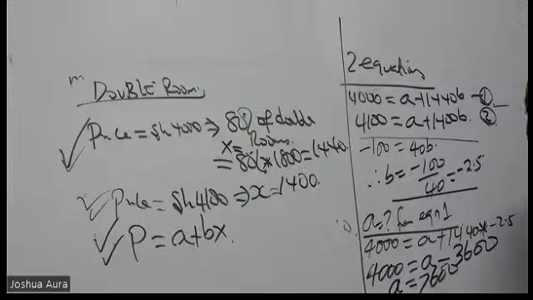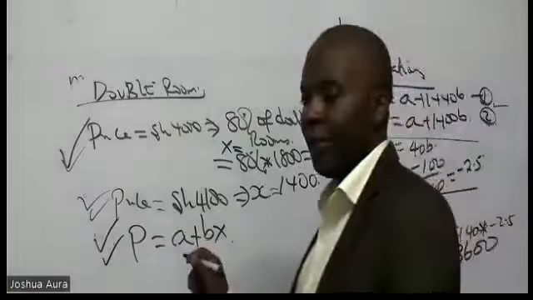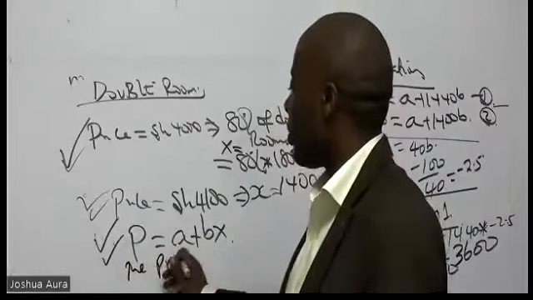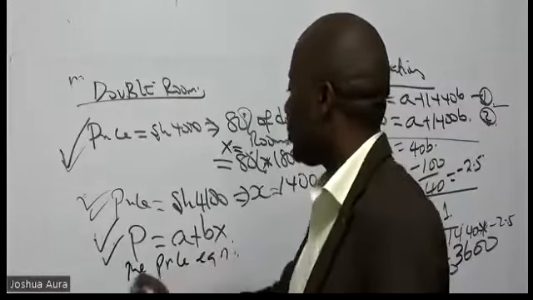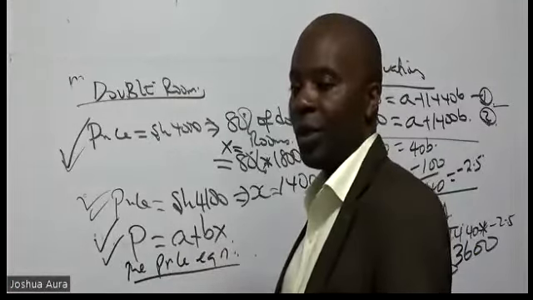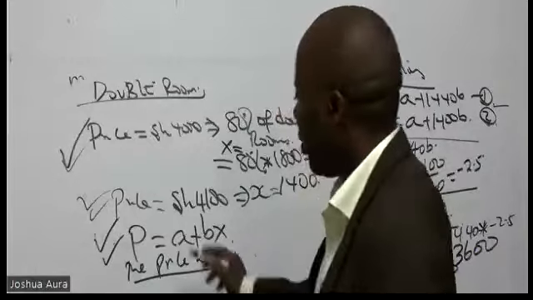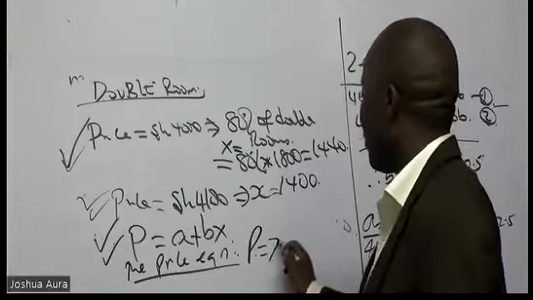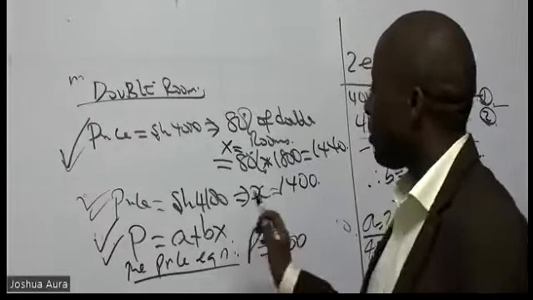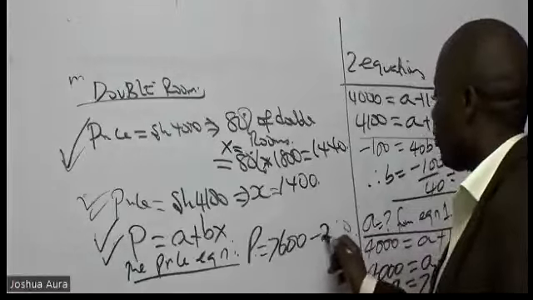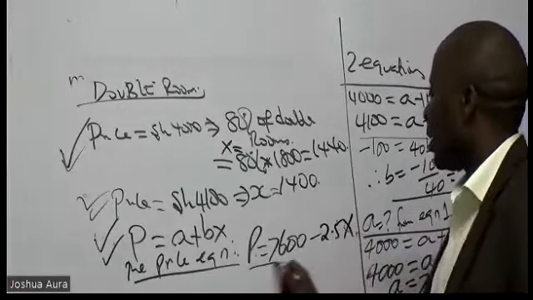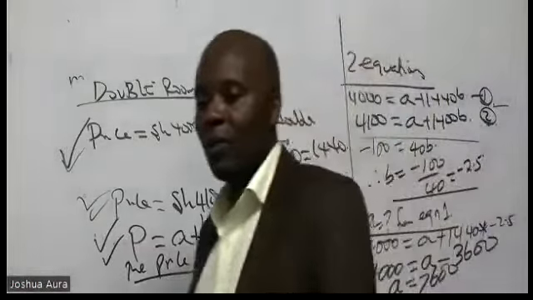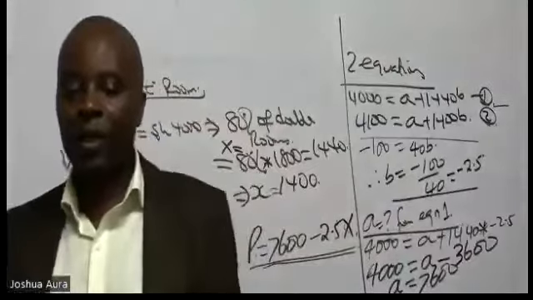So my work tonight will be to write the price equation comfortably now. The price equation: we already have A, we have B. So price equals A, you have given me a figure of 7,600, plus B, which is negative 2.5, times X. That is the price function.